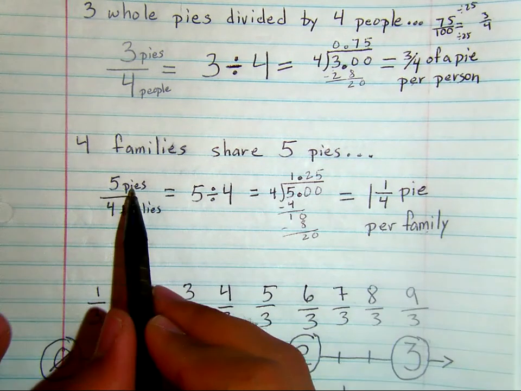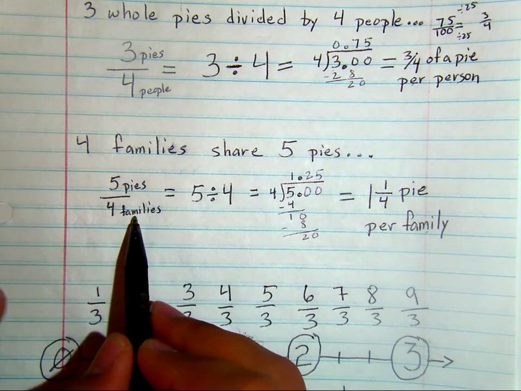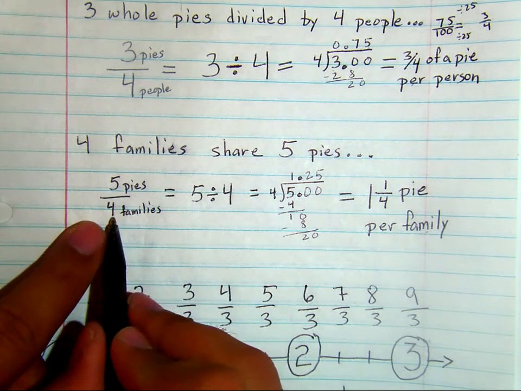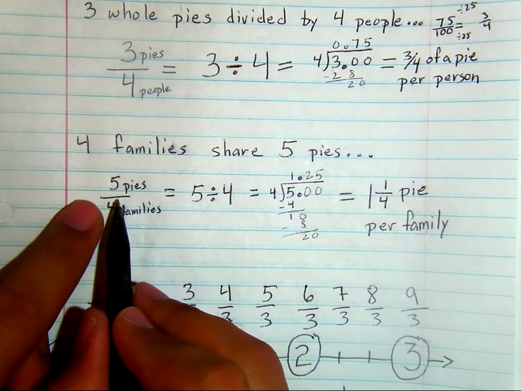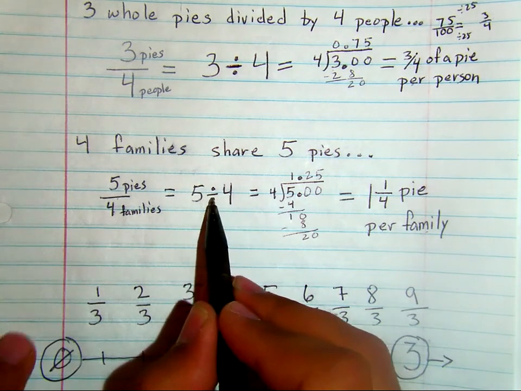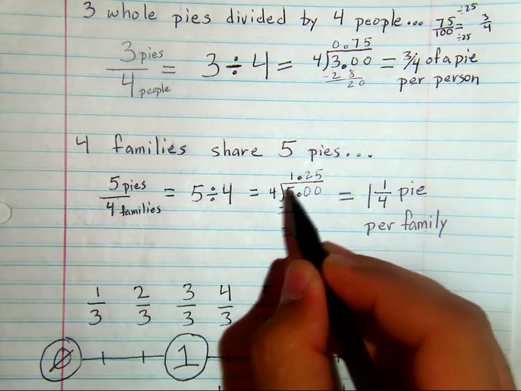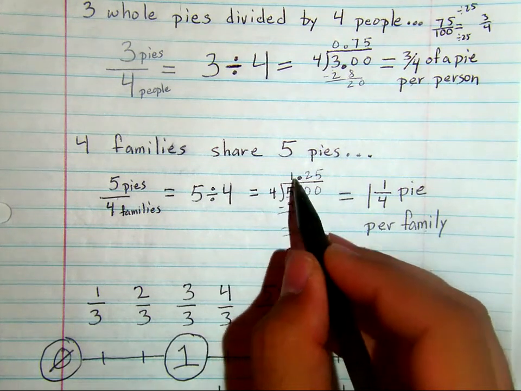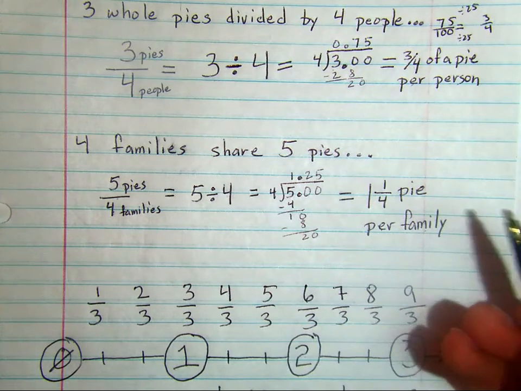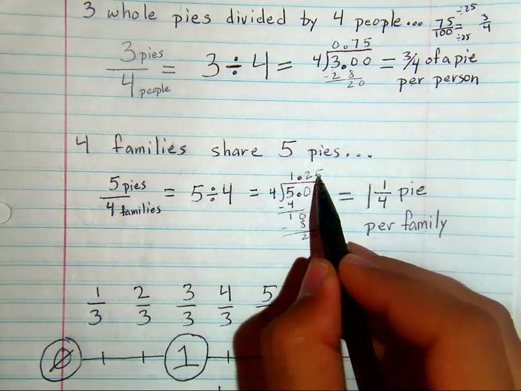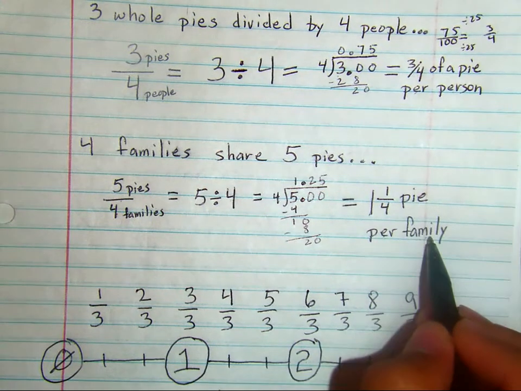So you have 5 pies divided by 4 families, because you want to know for one family, how much pie will there be? So you take 5 and you divide it by 4. 5 in the house, 4 as the divisor, 4 goes into 5 once, and you divide it out and you end up with 1.25. Well, that's 1 and 25 hundredths, or 1 and 1/4 of a pie per family.